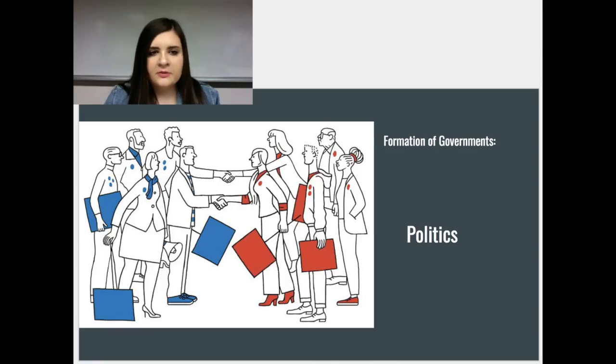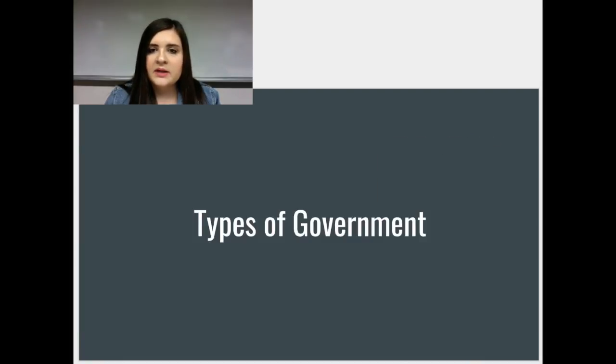Another basic element to the formation of governments is politics. Politics refers to the effort to control or influence government conduct and policies. It provides a peaceful way for society to manage conflict and competition. In the United States, when referring to politics, we typically think of our 2-party system. Next, we will cover the types of government.